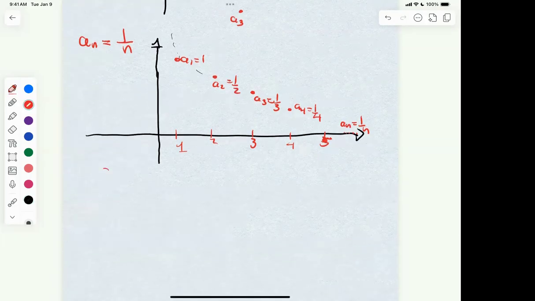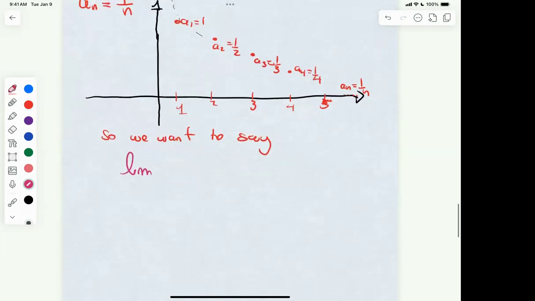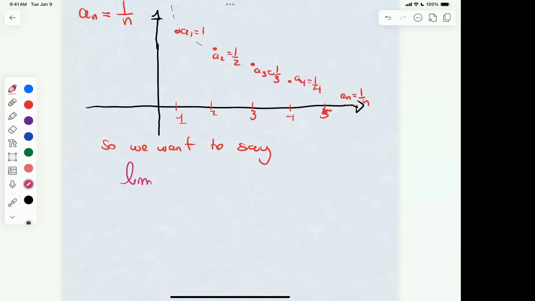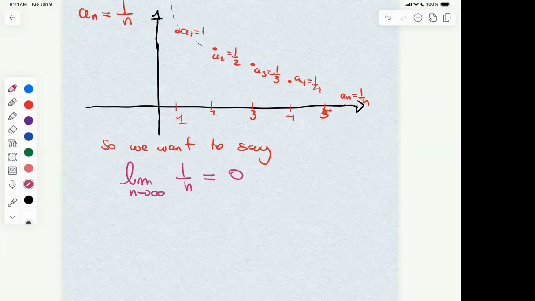So you want to say that the limit as n goes to infinity of 1/n is just zero, right? Let me add an extra step: the limit as n goes to infinity of a sub n, but a sub n in this case is 1/n.